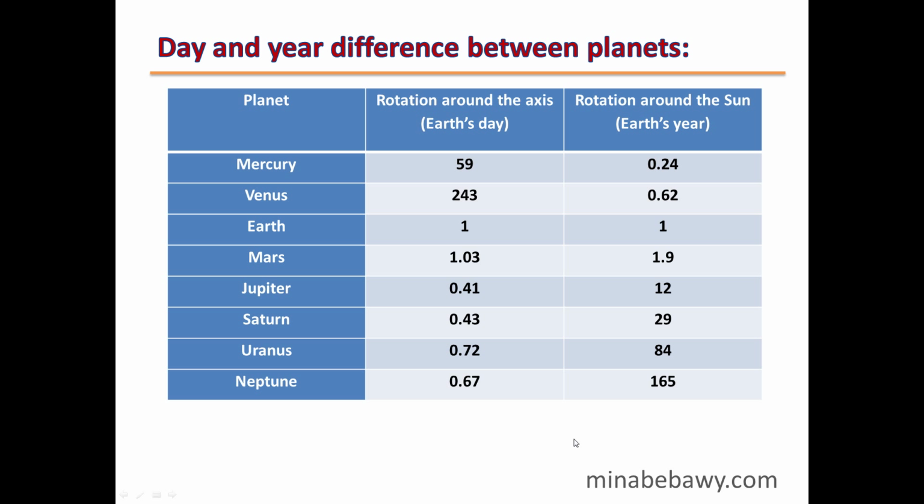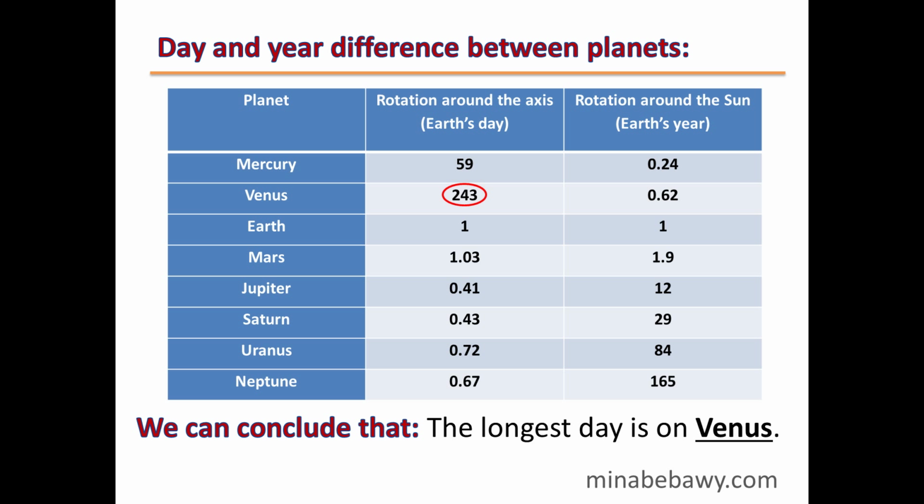As you can see from the table, we can conclude that the longest day is on Venus. 1 day on Venus is equivalent to 243 days on Earth. The shortest day is on Jupiter, which is equivalent to 0.41 Earth's day.